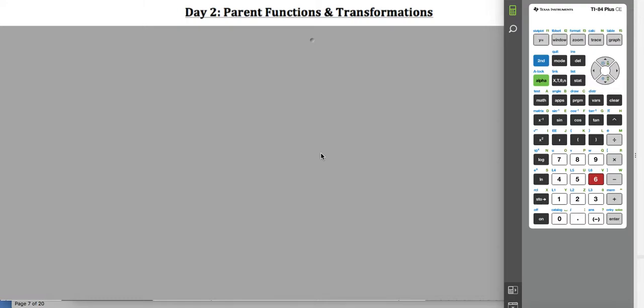If you guys could have your graphing calculators out and your notes packet, we're on day 2, parent functions and transformations. I didn't want you guys to miss any more material just because I couldn't be here. So I'm here virtually, so hopefully this will be helpful for you guys.